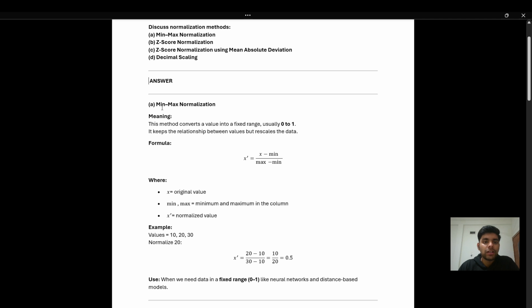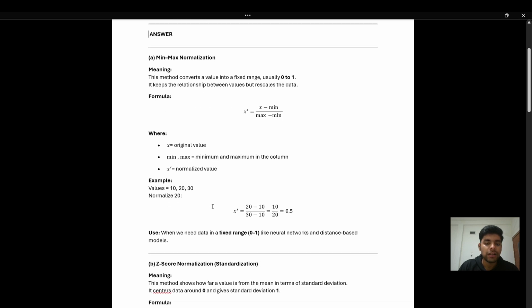First is min-max normalization. This method converts a value into fixed range, usually 0 to 1. It keeps that relationship between values but rescales the data. Formula for calculating is x dash is equals to x minus min upon max minus min, where x is original value, min and max are the minimum and maximum in that column, and x dash is the normalized value.